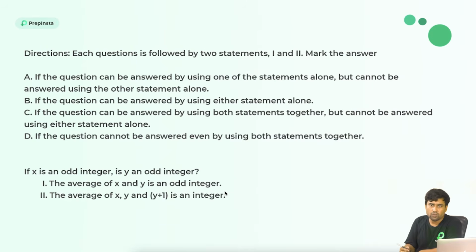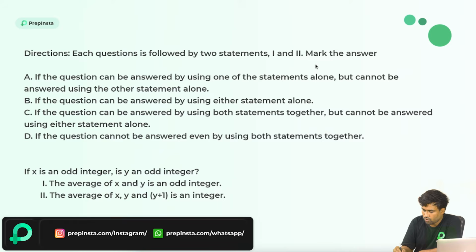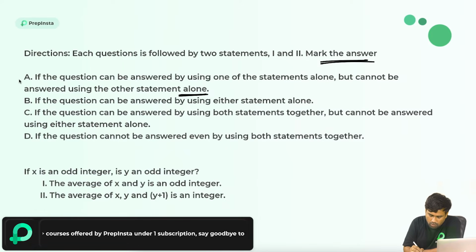Yes. Just look into the question, try to pause the video and try to solve it on your own first, and then we will look into the explanation. Okay, just look into the question. Each question is followed by two statements, 1 and 2. Mark the answer. Option A is given if the question can be answered by using one of the statements alone but cannot be answered using the other statement alone. So this is a problem that depends on data sufficiency.